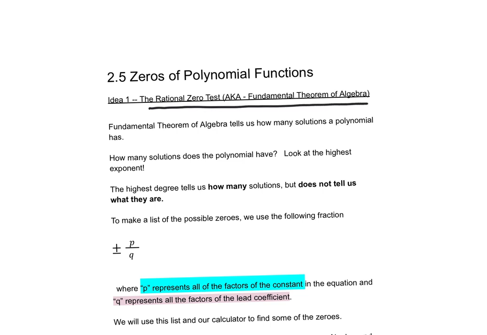fundamental theorem of algebra. We've talked about this in Algebra 2 and different things, but basically the fundamental theorem of algebra tells us how many solutions a polynomial has. It tells us how many. It doesn't tell us what they are, it just tells us how many when we're all done solving this polynomial, finding all of our solutions, how many we should have. And all we have to do to find that is we just look at the highest exponent. The highest degree, or the highest exponent, tells us how many, but it doesn't tell us what they are.